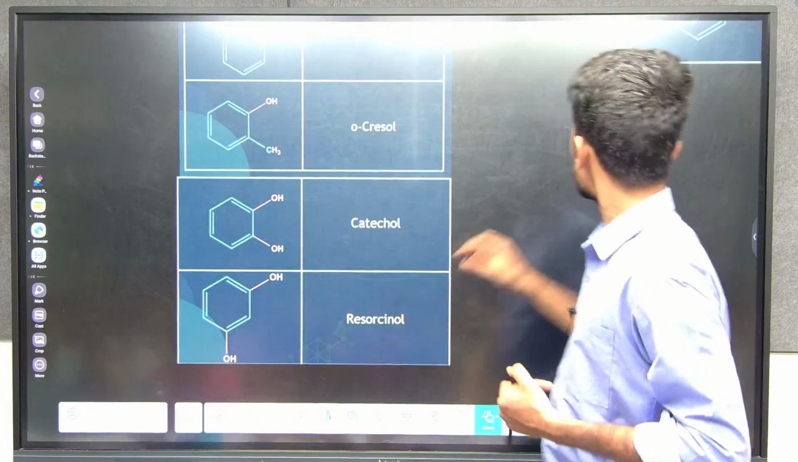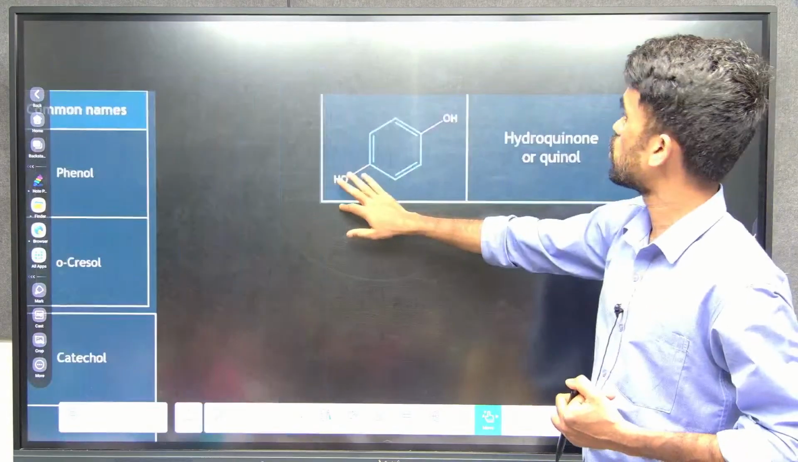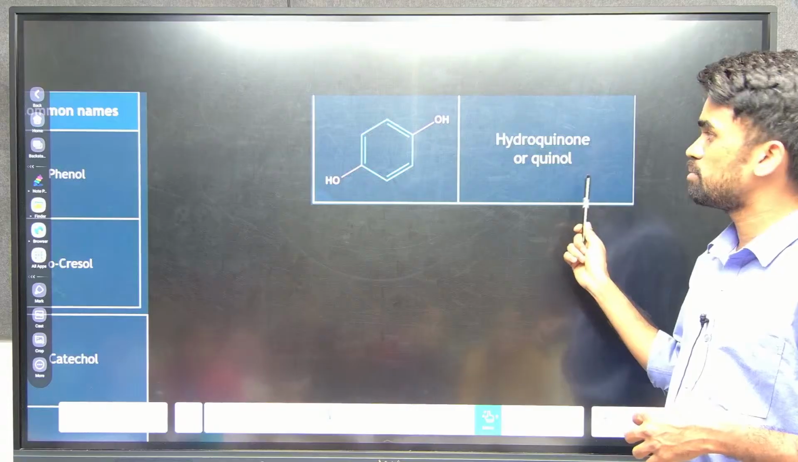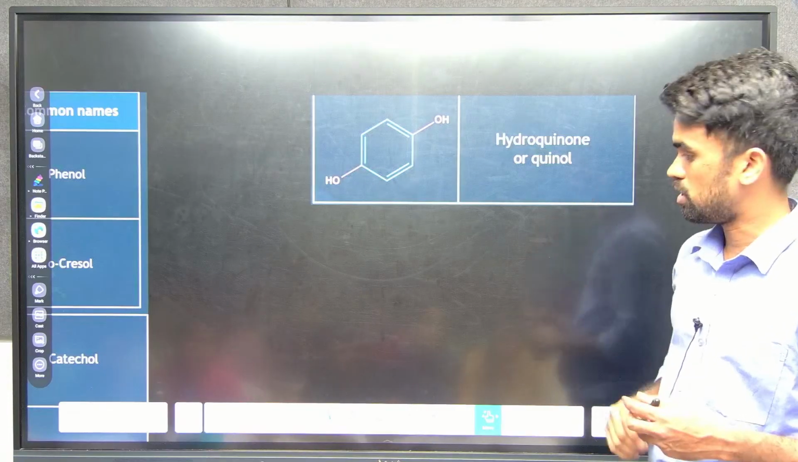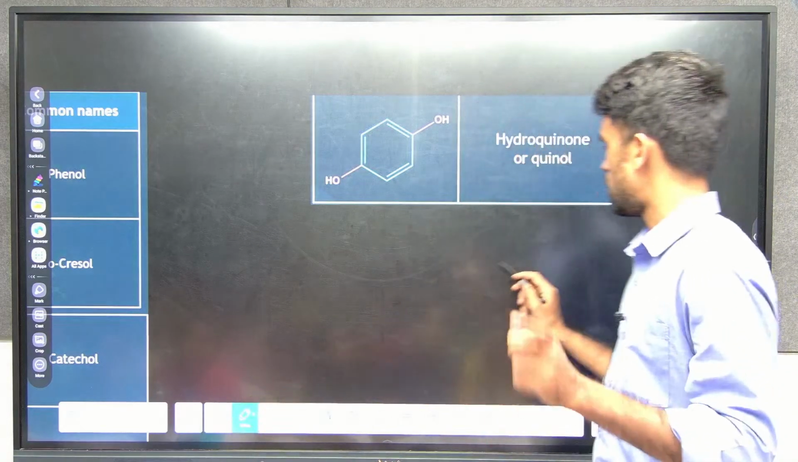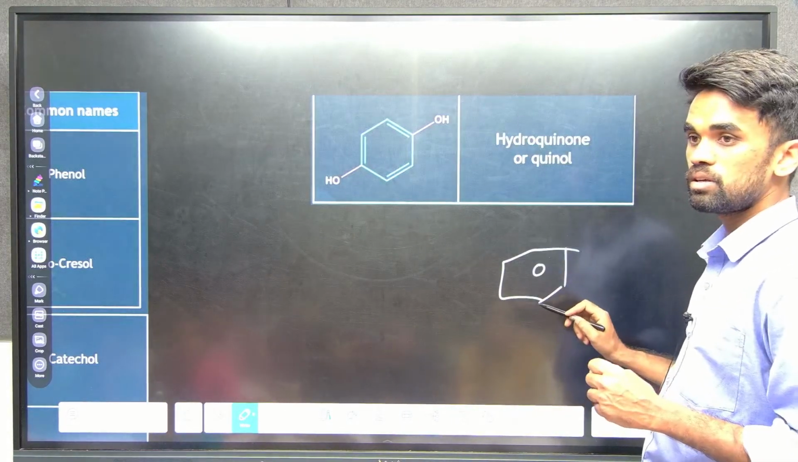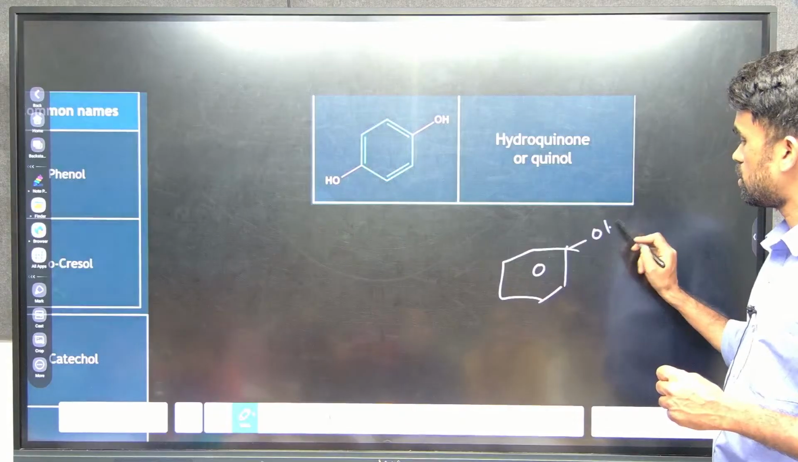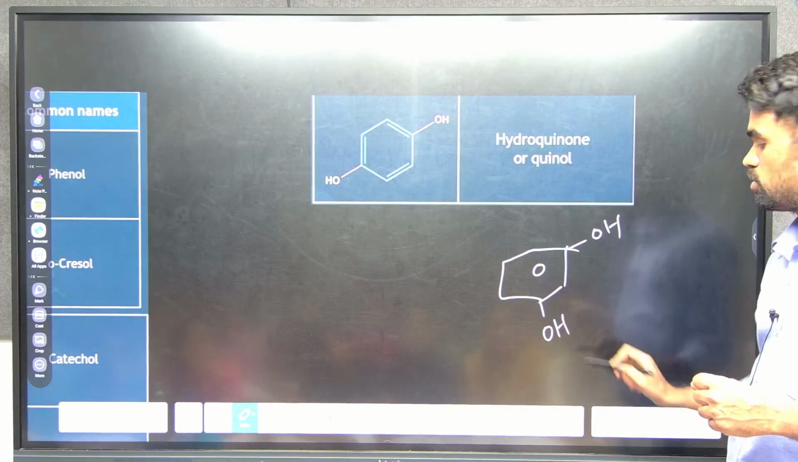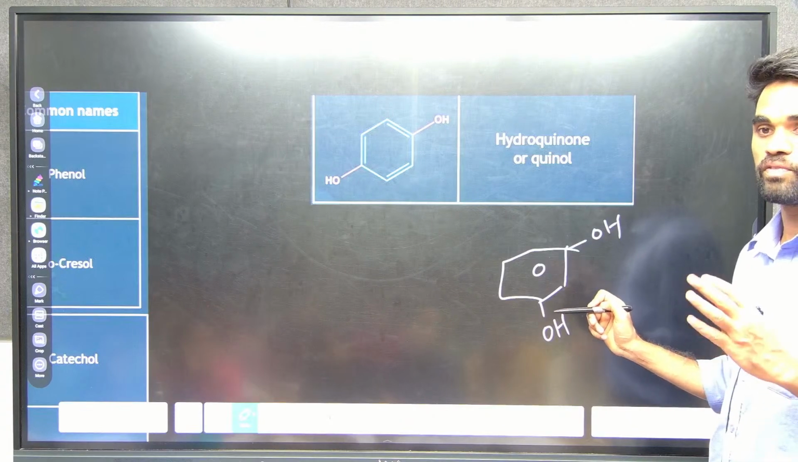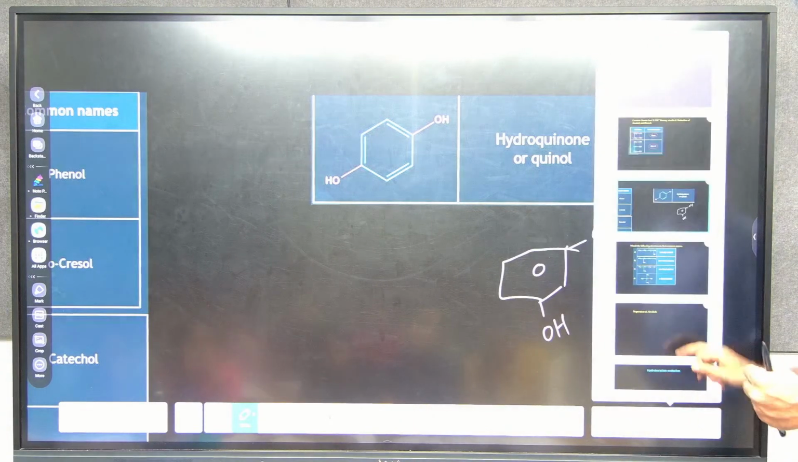Catechol, resorcinol. 1,4 position means quinol. What is it? Hydroquinone, or simply quinol. They will ask you to match. Tell me, what is resorcinol? 1,3 OH groups. 1,2 is catechol. 1,4 is quinol. Yes.